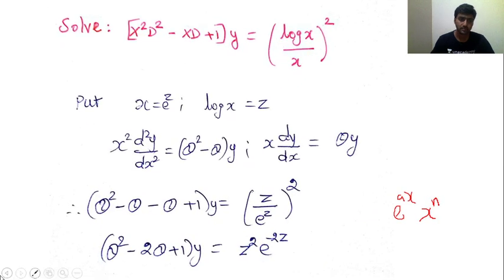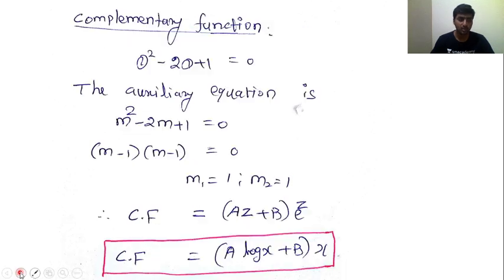Here, for the solution, first we need to identify the LHS side. The solution to the LHS is the complementary function. Coming to the complementary function, theta square minus 2 theta plus 1 is equal to 0.